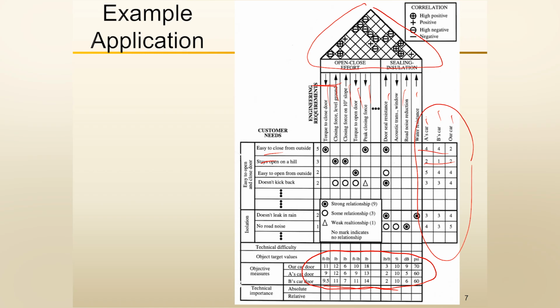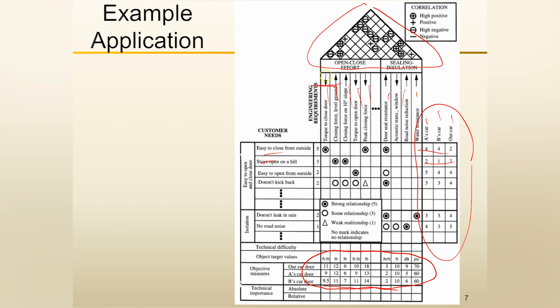But if you look at it, you can see that it's another matrix, and the symbology is given up here. If you look at different examples, you'll see various alternatives for the symbology. In this case, I've used plus or minus to represent positive or negative, and then a plus sign with a circle or a negative sign with a circle means high positive or high negative. And so the way to read this is there's a cell in the roof for each pair of performance metrics.